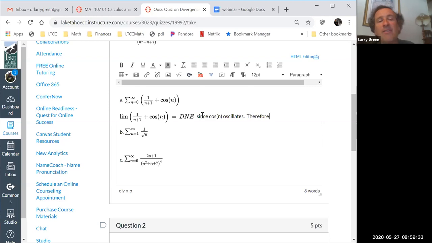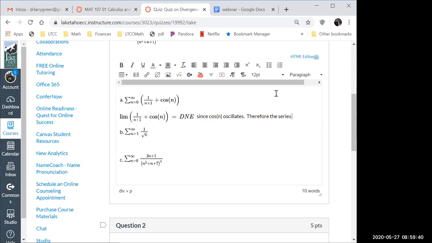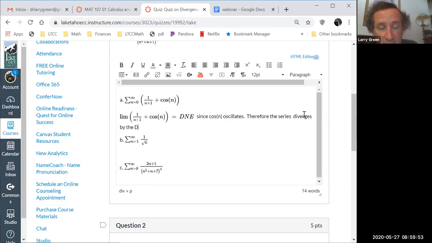if the limit does not exist, what can we say about the series itself? It diverges. Exactly, the series diverges by the divergence test. Any questions on part A? Any questions? Okay, what about part B?